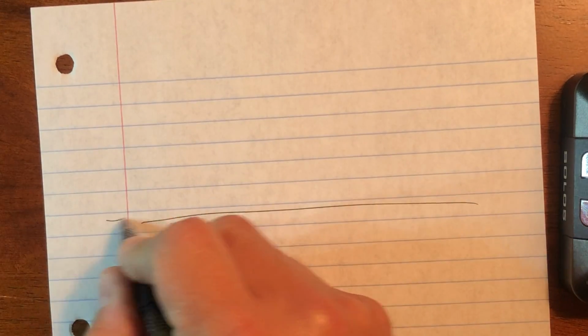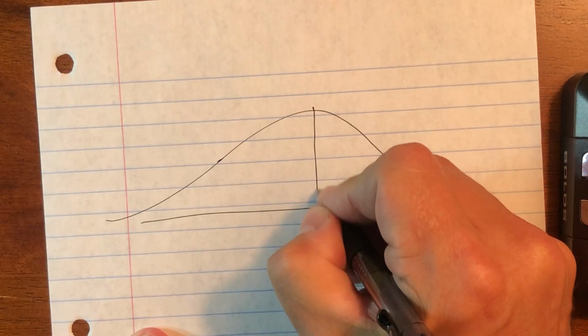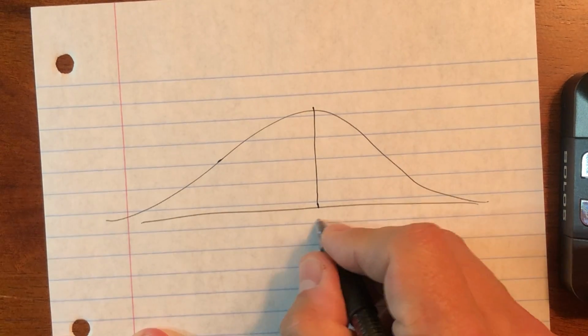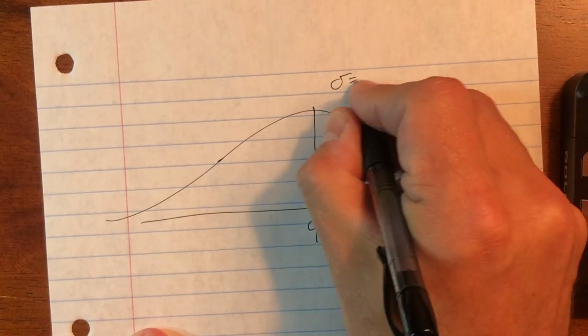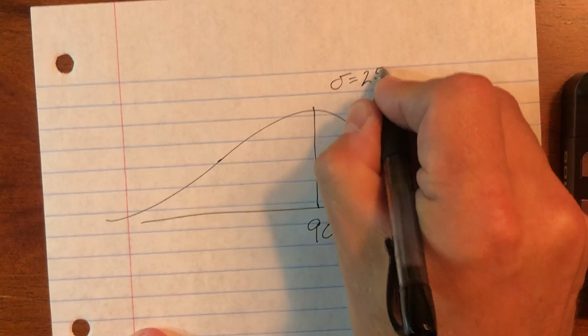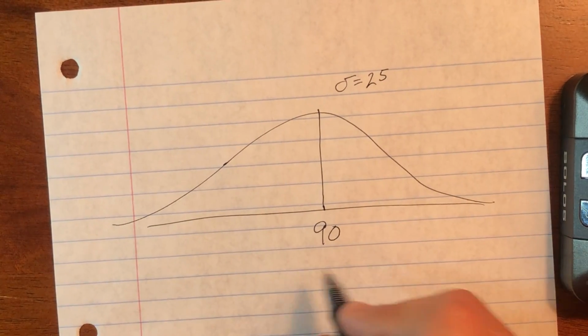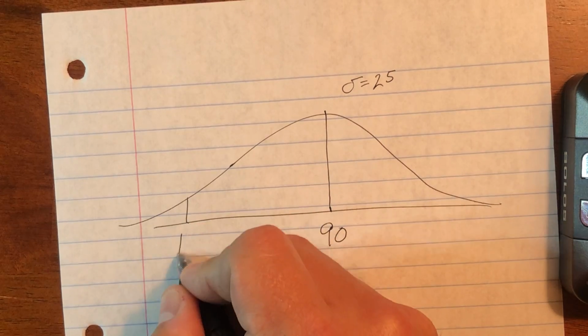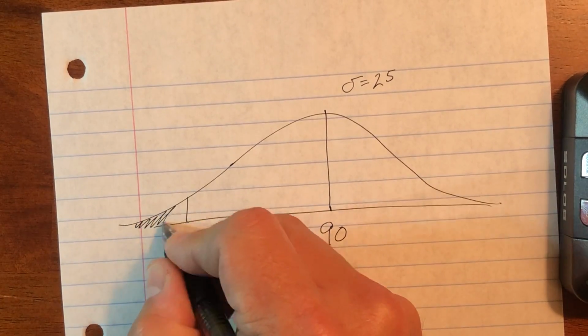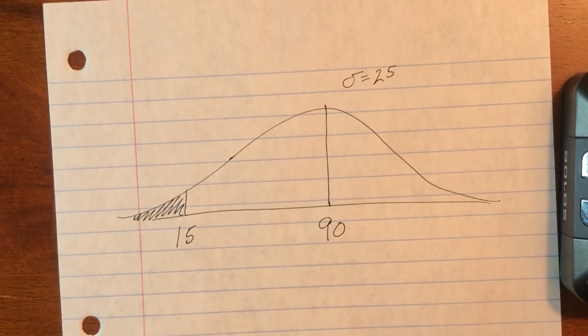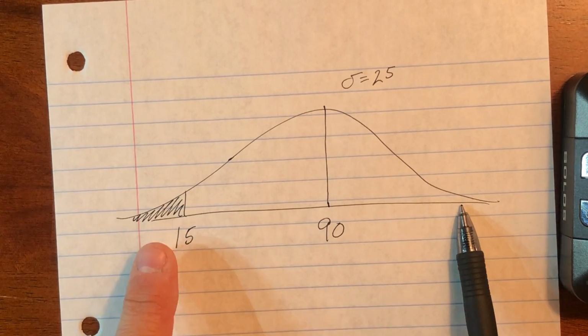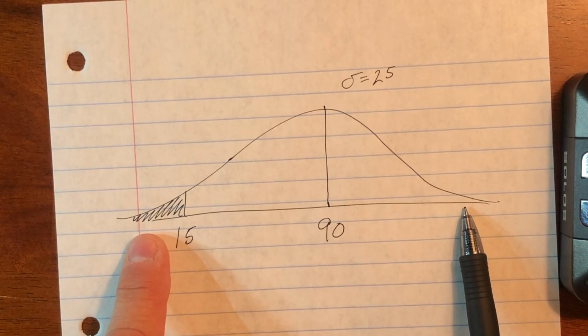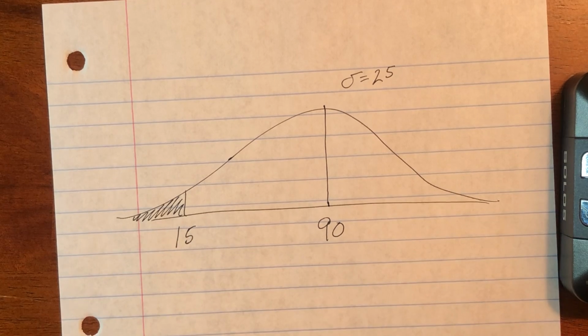Let's draw ourselves a picture again. We've got a standard normal distribution. Here's our mean. Our mean is 90. The standard deviation is 25. And we want to find that the probability is less than 15. Well, 15 is way over here. We want to find this probability over here. So before we even do this, whatever this is, remember there's going to be one on both sides. This is going to be another one where whatever we get for our answer, we're going to divide by 2.